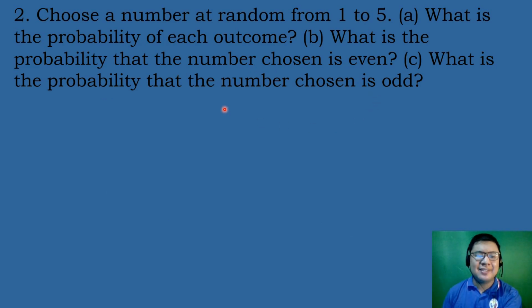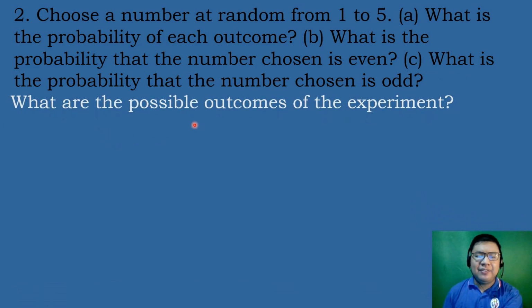Let's have our last example. Choose a number at random from numbers 1 to 5. Letter A, what is the probability of each outcome? Letter B, what is the probability that the number chosen is an even number? And letter C, what is the probability that the number chosen is an odd number? Let's identify first the number of possible outcomes of the experiment. So we have 5 numbers, which are 1, 2, 3, 4, and 5. So the number of possible outcomes in the experiment is equal to 5.